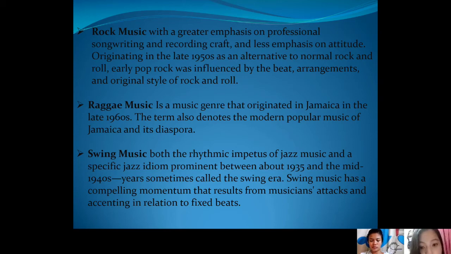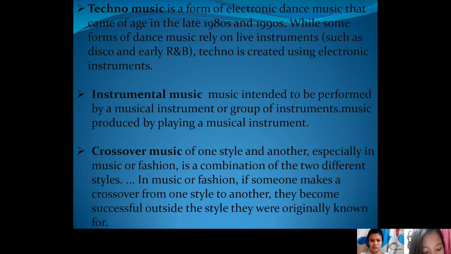The next one is swing music, both the rhythmic impetus of jazz music and a specific jazz idiom, prominent between about 1935 and the mid-1940s, years sometimes called the swing era. The music has a compelling momentum that results from musicians' attack and accenting in relation to a fixed beat. Swing music is a form of jazz developed in the United States in the 1930s and 1940s. The name came from the emphasis on the offbeat or weaker pulse.